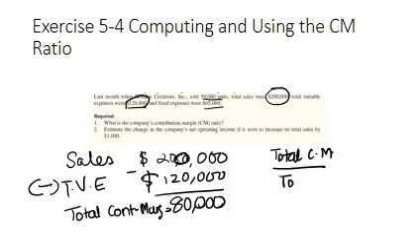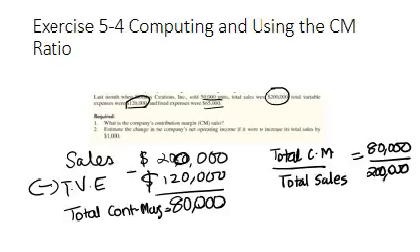And the total contribution margin divided by total sales equals 80,000 divided by 200,000 times 100, and this gives us 40% contribution margin ratio. This is the answer to the first question.